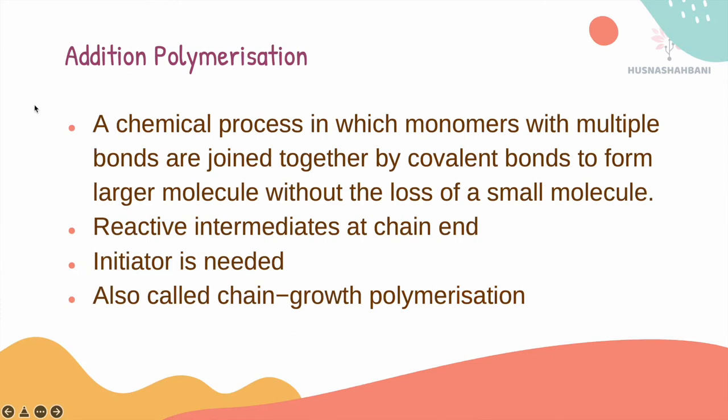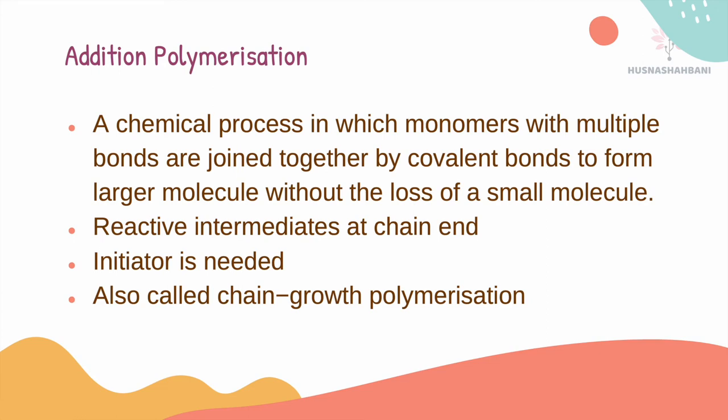Next type of polymerization is addition polymerization. Previously, we learned condensation polymerization, where a polymer is formed when you eliminate a small molecule. But addition polymerization is a chemical process in which monomers with multiple bonds are joined together by covalent bonds to form a larger molecule without the loss of a small molecule. So there is no side product here. And monomers with multiple bonds, that's how you recognize addition polymerization versus condensation polymerization.